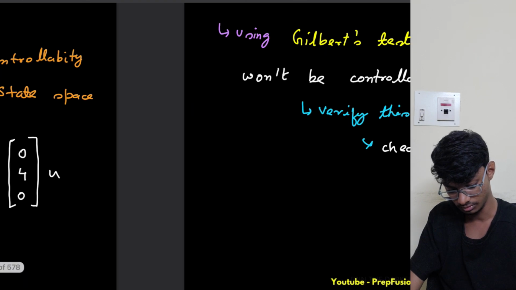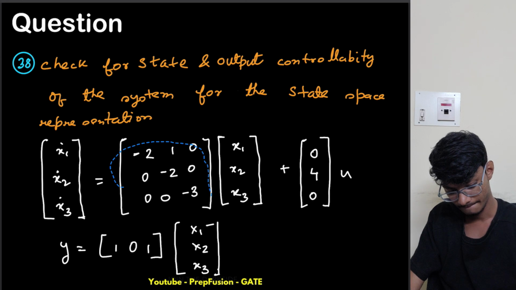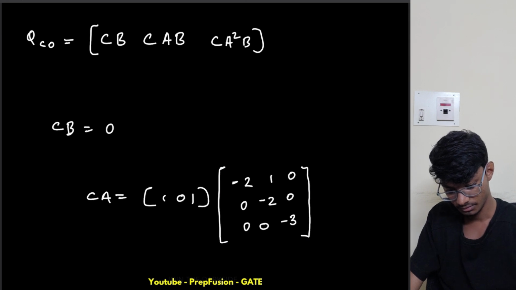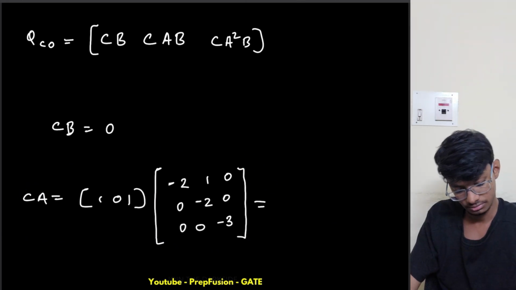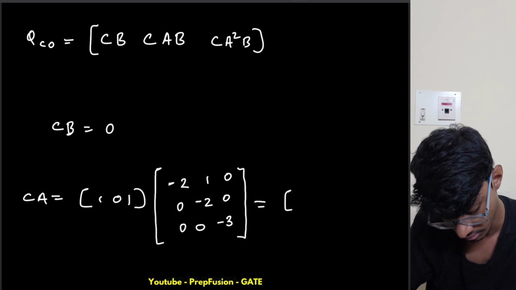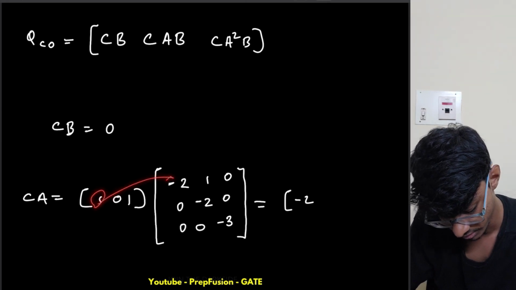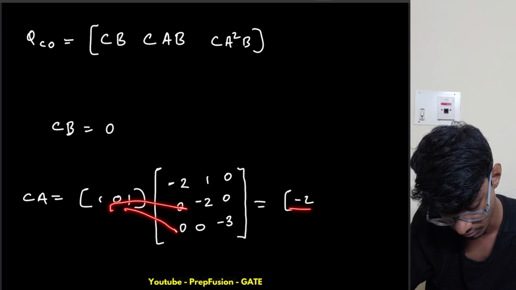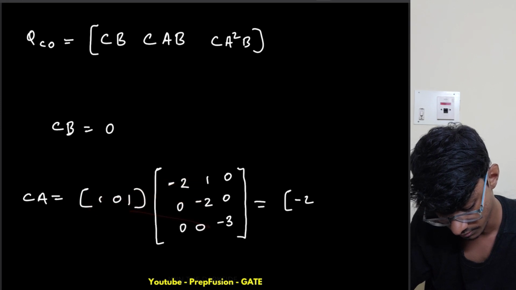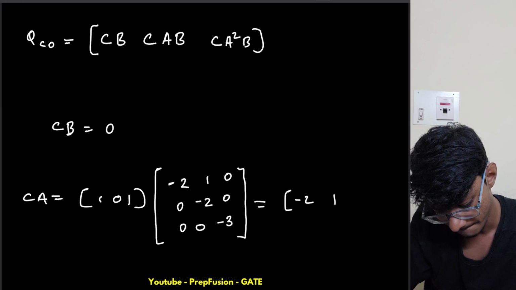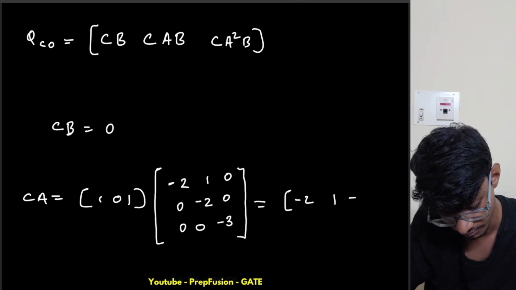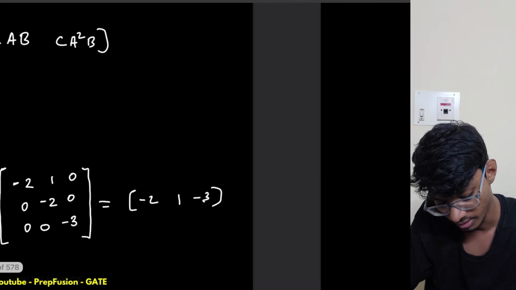This is 1 0 1, and this is minus 2 0 0. Okay, so we get minus 2 only. 1 times minus 2, then we get minus 2, plus 0 into 0, plus 1 into 0, 0 only. So 0. Now 1 times this one, 0 times this one, and 1 times this one, so we get 1 only. And 1 times 0, 0 times 0, and 1 times minus 3, so I get minus 3 only, right? Now I have to multiply with B.